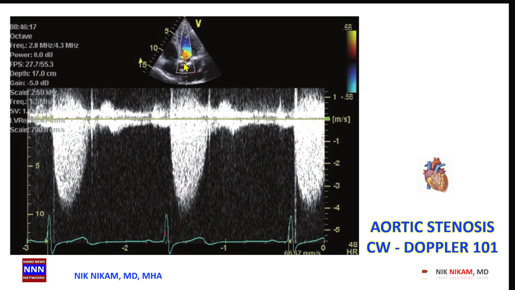However, if there is a significant stenosis of the aortic valve, we are looking at a 5-chamber view. This is the left ventricle, left atrium, right ventricle, right atrium, and this is the aortic valve. This is the mitral valve. This is the tricuspid valve.